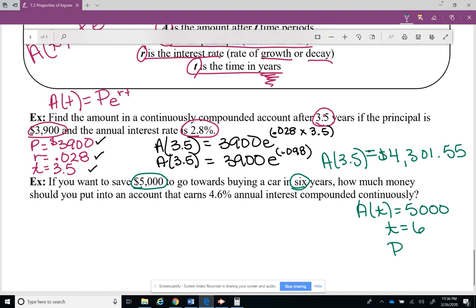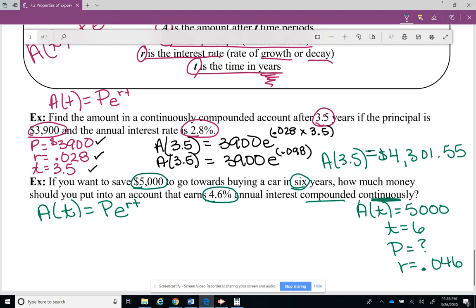Okay, so they're looking for the principal amount that earns 4.6% annual interest. Okay, that's going to be my rate. Drop the percent sign, take the decimal, move it 2 places to the left. So 0.046 compounded continuously. So that means we're using E. When it uses those words, compounded continuously, that's when you use the E. All right, so let's set up our problem. A of T equals PERT. Capital P, E to the RT.